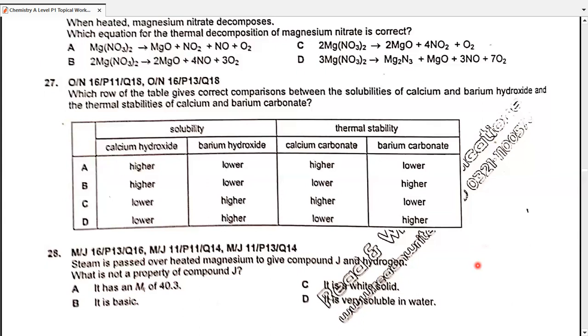Steam is passed over heated magnesium to give compound J and hydrogen. What is not a property of compound J? It has an Mr of 40.3. It is basic. It is a white solid. It is very soluble in water.